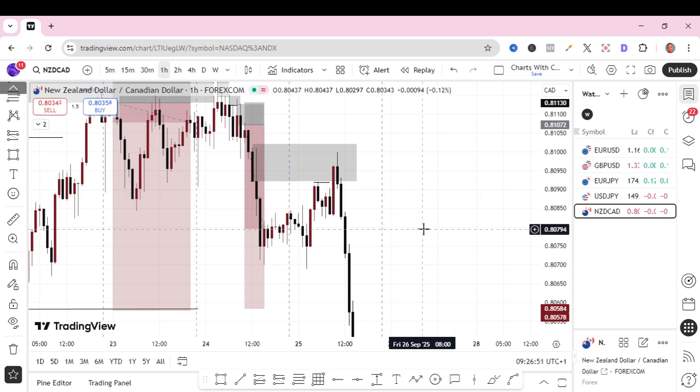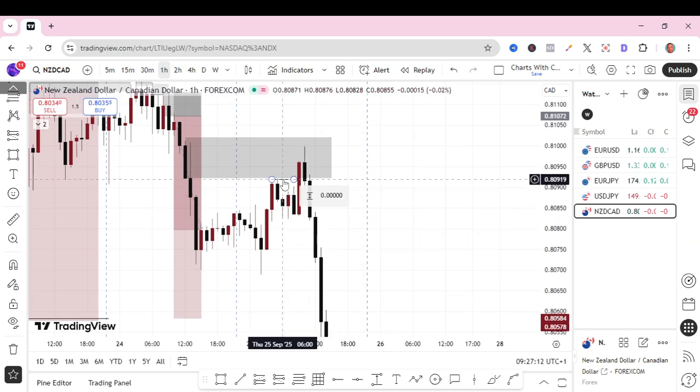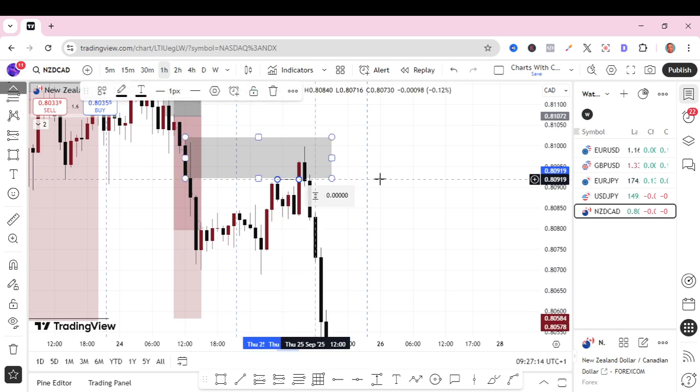And if you check when that high was formed, it was formed around 5 a.m. GMT plus one Nigerian time. And 5 a.m. as you know is Asian session. So immediately I saw this inducement, this is an engineered liquidity. So immediately I saw this, I was more confident in this setup.